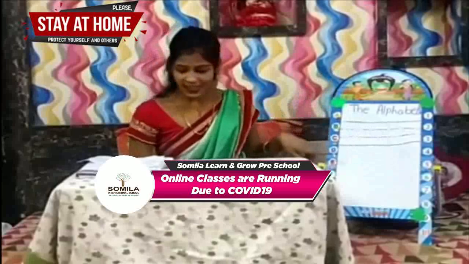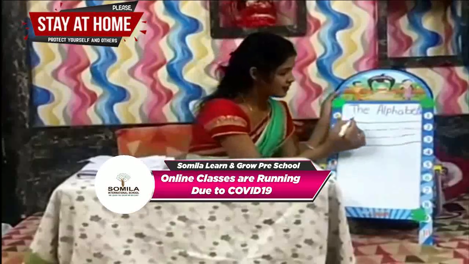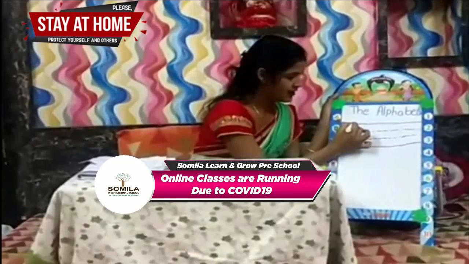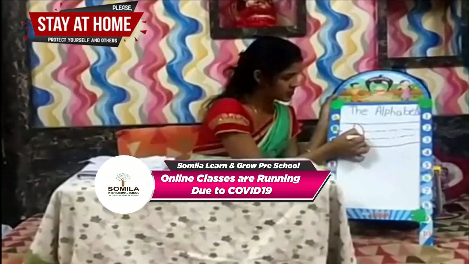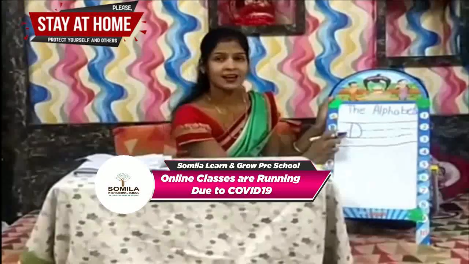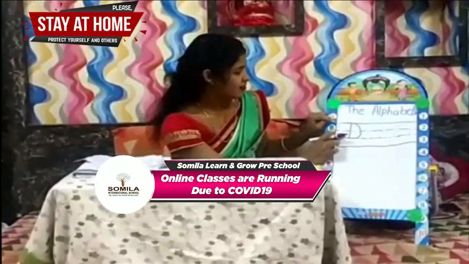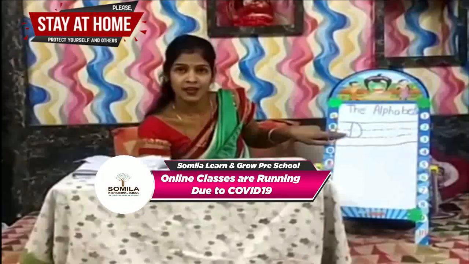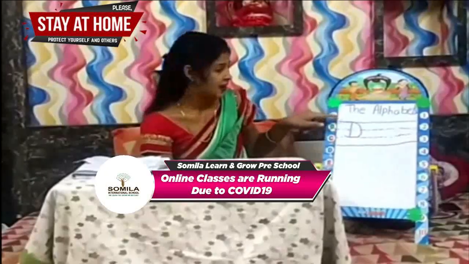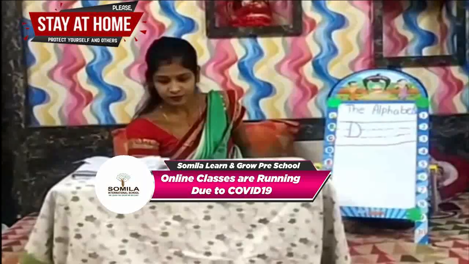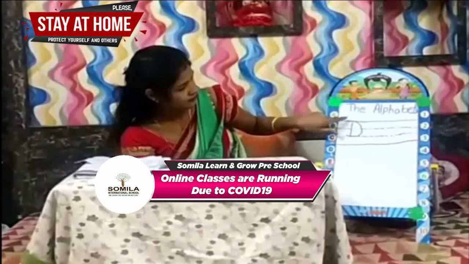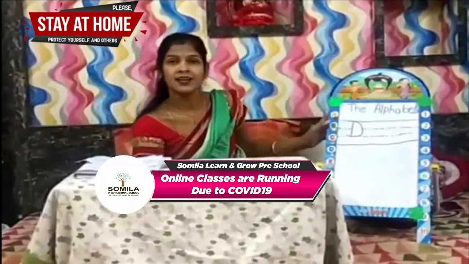Letter D. Make a line and make a semicircle. Yes. D is a letter in the alphabet. It is an uppercase D, a capital D. D is written in the lines like this. Yes, it is a capital D.